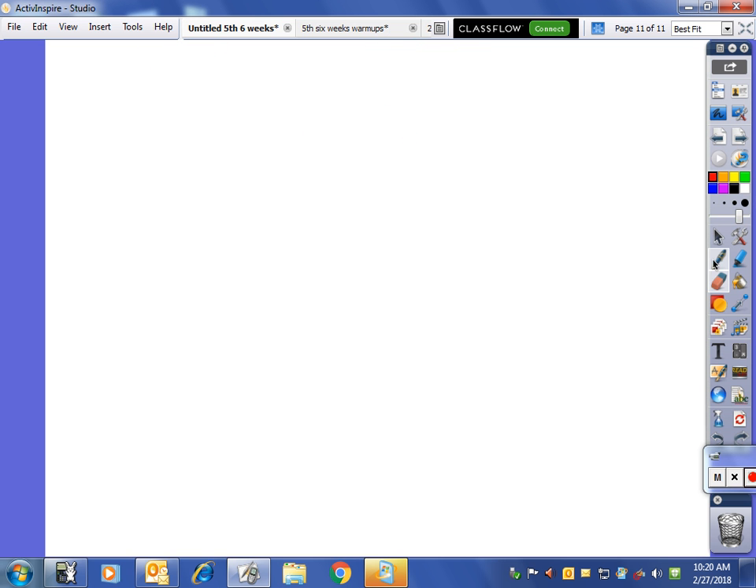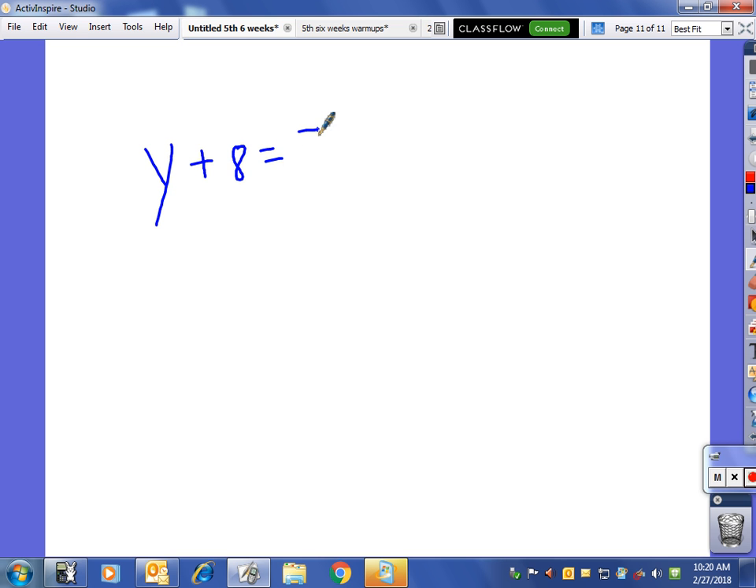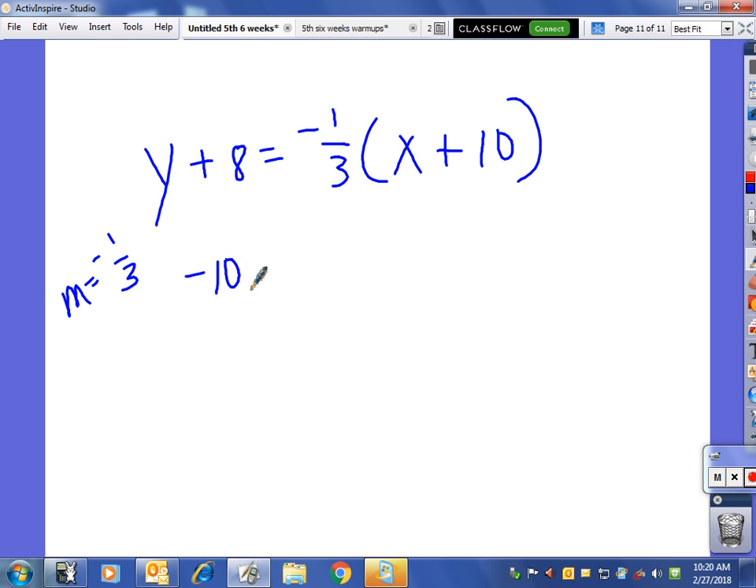Here's a line in point slope form. Y plus 8 equals -1/3 parentheses x plus 10. What's the slope? The slope's -1/3. What is the point that I used? -10, -8. That was the point that was used. You know what this is related to? It's related to the formula for slope. Remember, slope is y minus y and x minus x. It's kind of related to the slope formula.